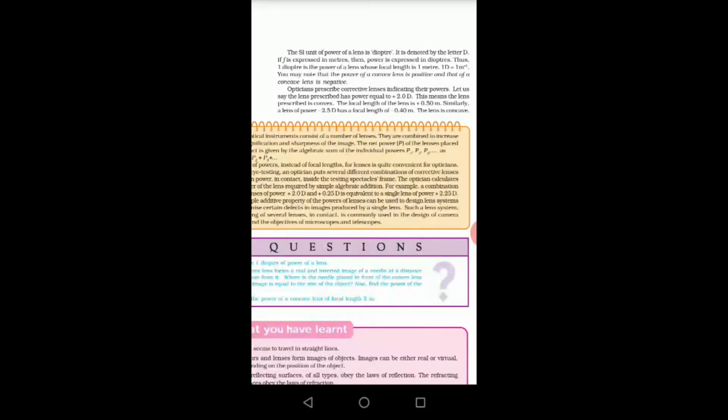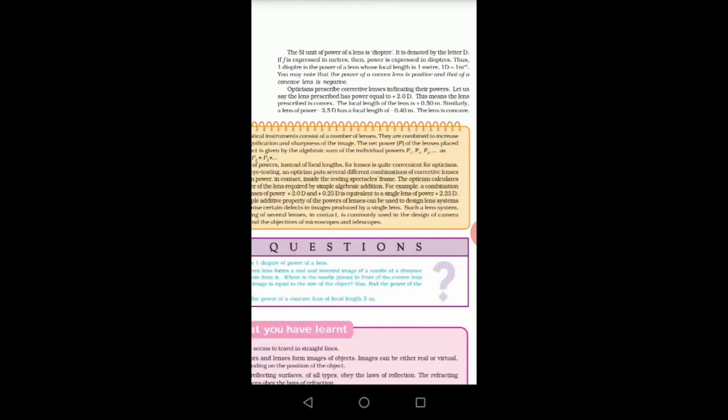If F is expressed in meter, then power is expressed in diopter. So definition of one diopter. One diopter is the power of lens whose focal length is 1 meter. It means 1D equal to 1 meter inverse. So this is the power of lens.